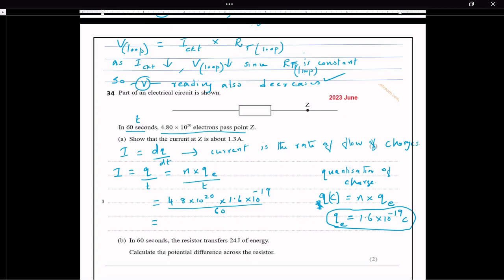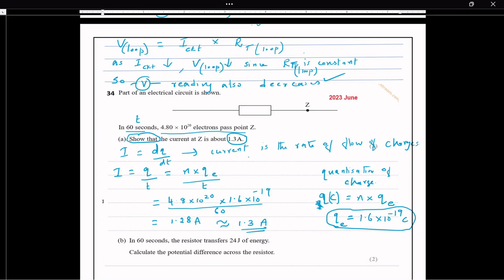And on calculation, we are getting the total current passing as 1.28 amps, approximately 1.3 amperes. This is what they are asking: show that the current is 1.3 amps. So we are getting it.